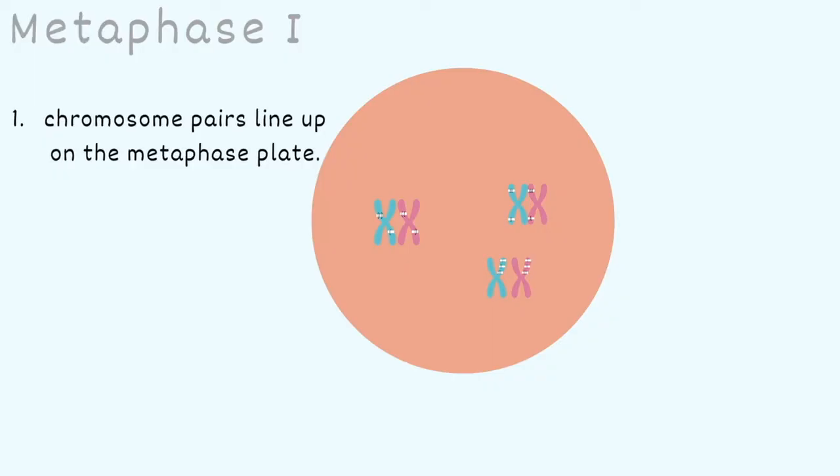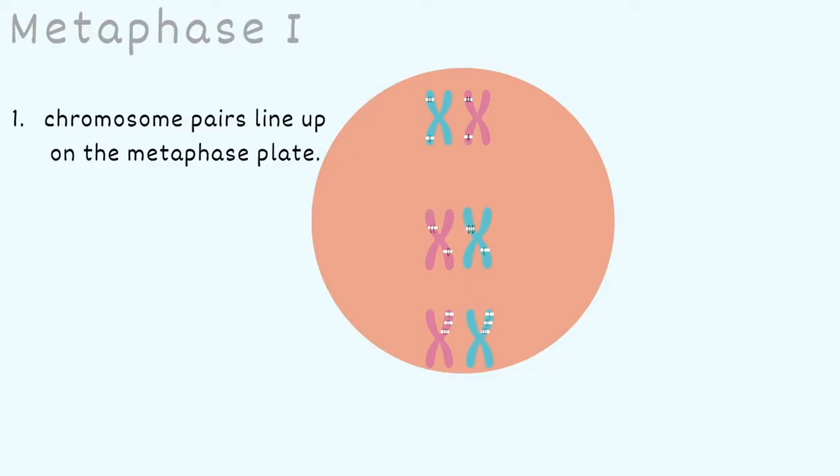Here, the only eventful thing that happens is the chromosomes line up on the metaphase plate. Keep in mind that these chromosomes can line up in different random variations, which will result in variations of gametes or haploid cells. They can line up like this, or like this, or like this.